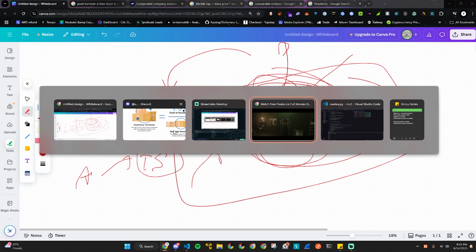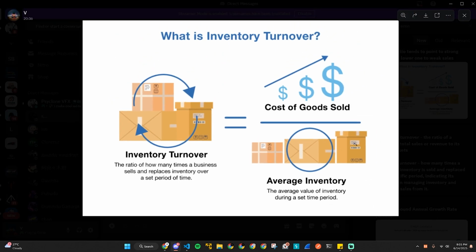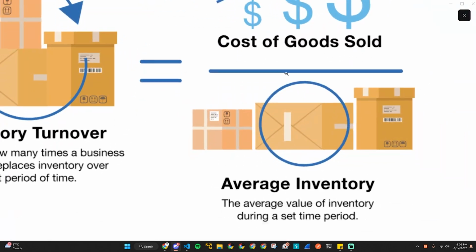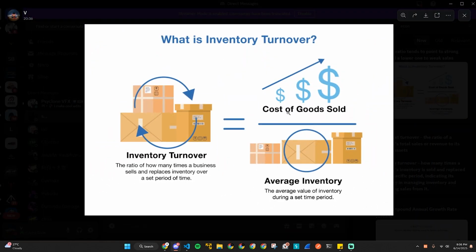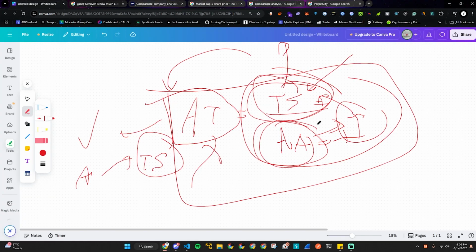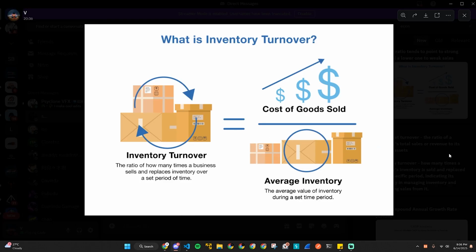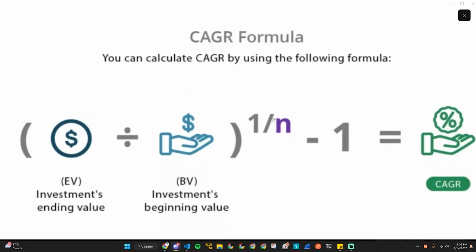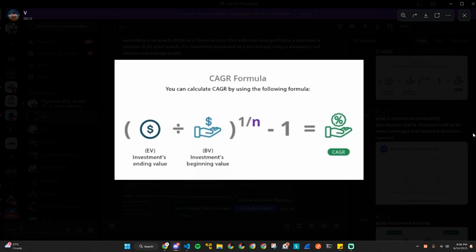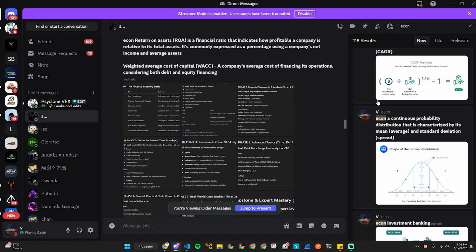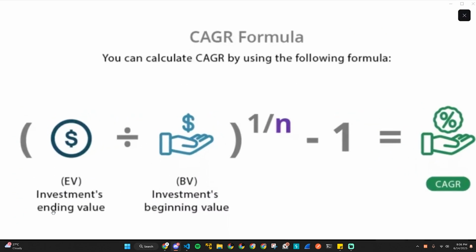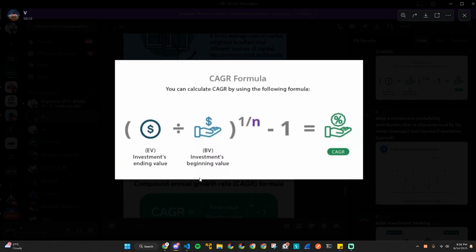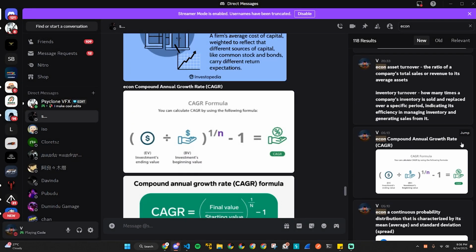All right, so let's move on. What else? So cost of goods sold over average inventory, that's for inventory turnover. The same thing except total sales over the average assets you have, and that's the asset turnover. Okay. So that's pretty much it. This is the CAGR. Again, this is a little different. This is not enterprise value. This is investment's ending value over investment's beginning value, right? So this is the compound annual growth rate.